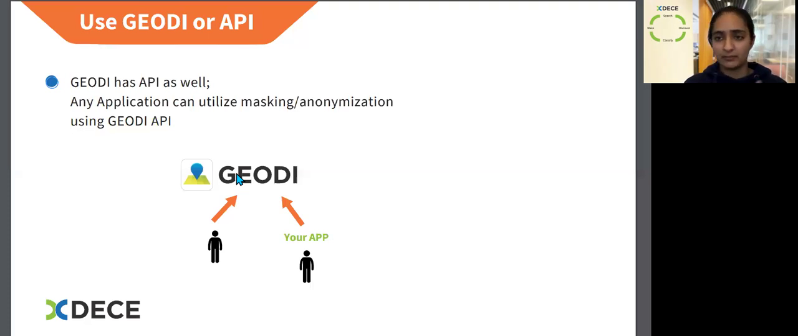With GEODI, me and my team will be providing you the complete support, and we have easy to use integration APIs that work very well with various types of data sources.